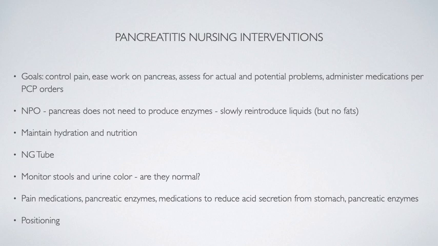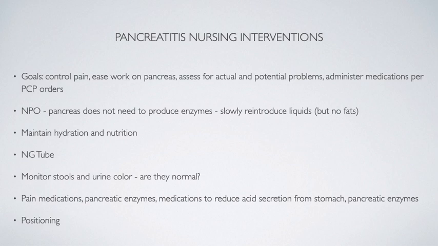So the patient should be NPO when they get diagnosed with pancreatitis originally so that the enzyme production is reduced. You can reintroduce liquids slowly, but no fats at first, no hard to digest things. You want to maintain their hydration and nutrition throughout this, so they might be on TPN. The nasogastric tube might be needed to remove the secretions out of the stomach, so it lowers the demand on that GI system even more.